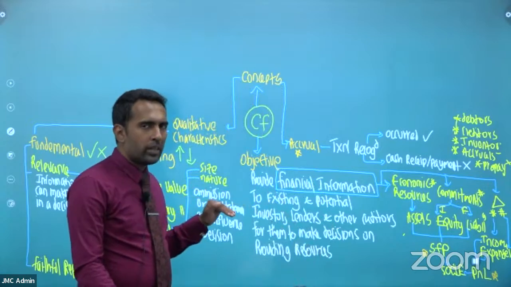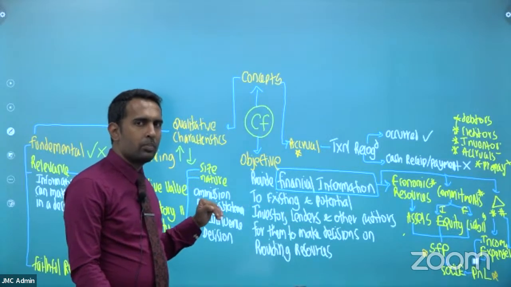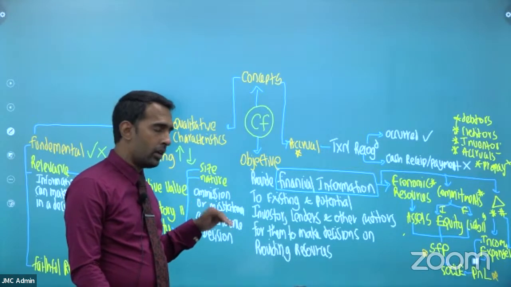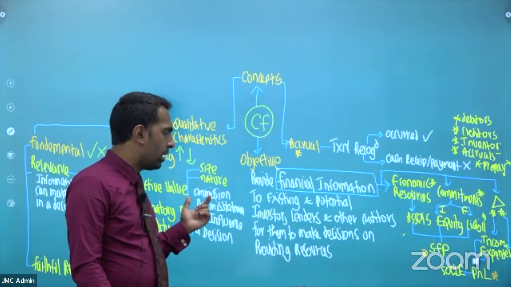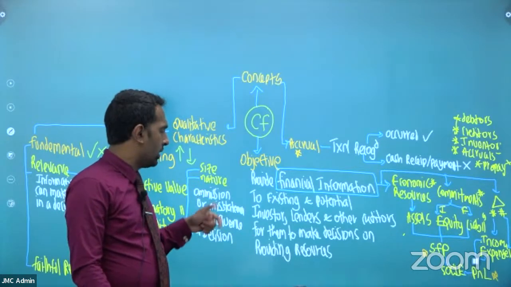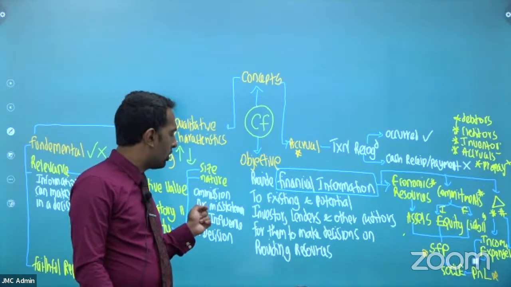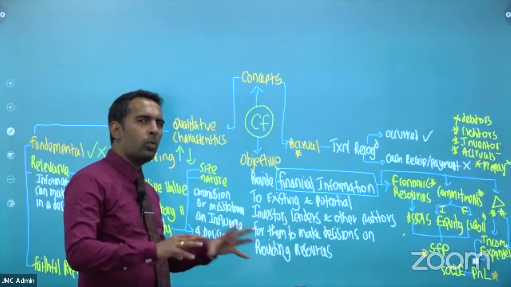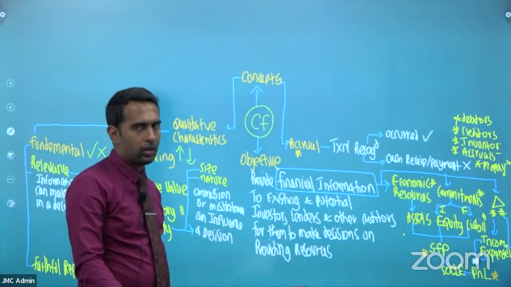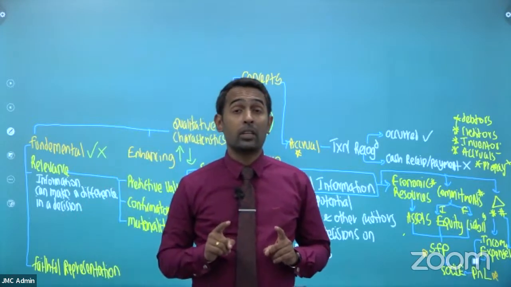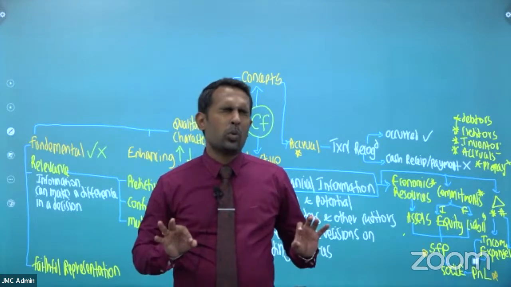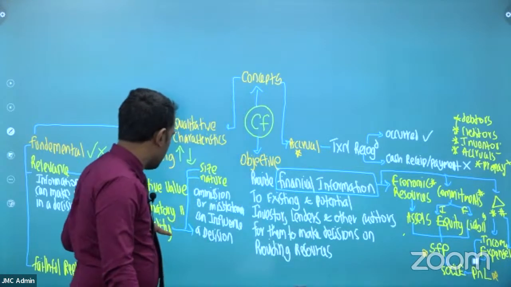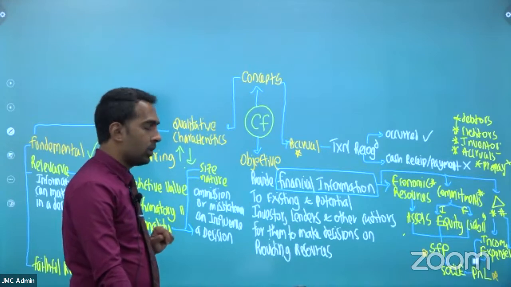If an information is omitted, if you have missed it, or if the information is misstated, you have put it in a wrong manner. If an omission or a misstatement can influence a decision, we say that information is material. Relevance is totally dependent on materiality. And materiality depends on both size and the nature.